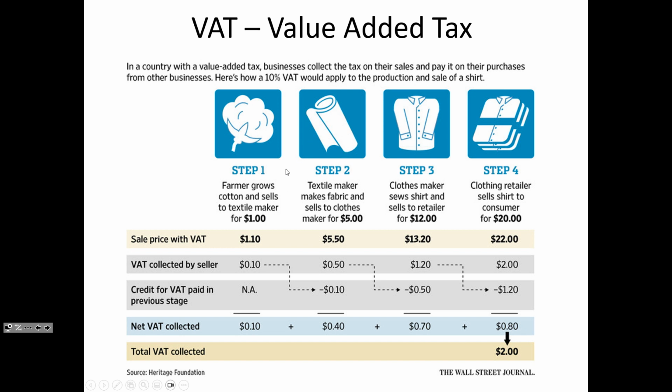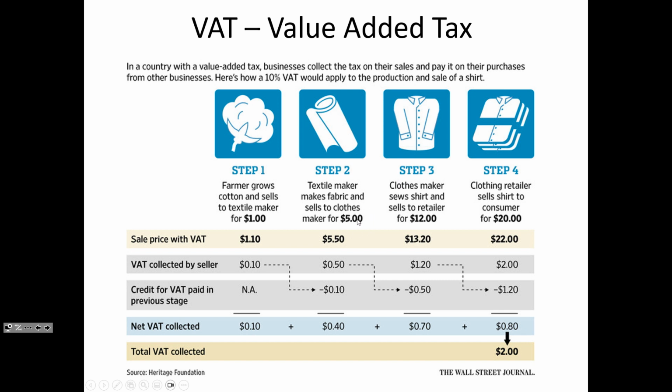And so the textile maker paid $1.10, and they're going to take that cotton that they paid $1.10 for, and they're going to transform it into fabric that has a value of $5. And so if you think of the difference between the $5 value and the initial purchase price of $1, they've added $4 of value, so they have to pay the government 40 cents on that $4 in value that they added. So actually, when they're selling it to the next person, the clothes maker, they're charging the clothes maker 10% of the $5.